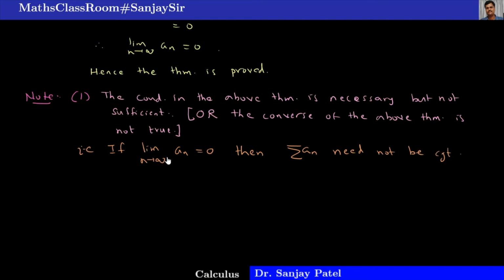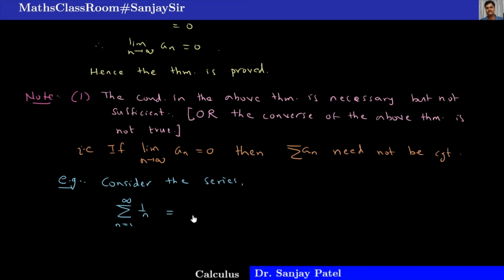And whenever something is not true, we always provide some counter example in mathematics to explain that thing. So here also, I will be taking one example to explain that for a given series sigma an, we can have limit n tends to infinity of an equal to 0, but the series need not be convergent. So consider the series. This is also a very, very important example. Consider the series sigma 1 upon n, n is equal to 1 to infinity.